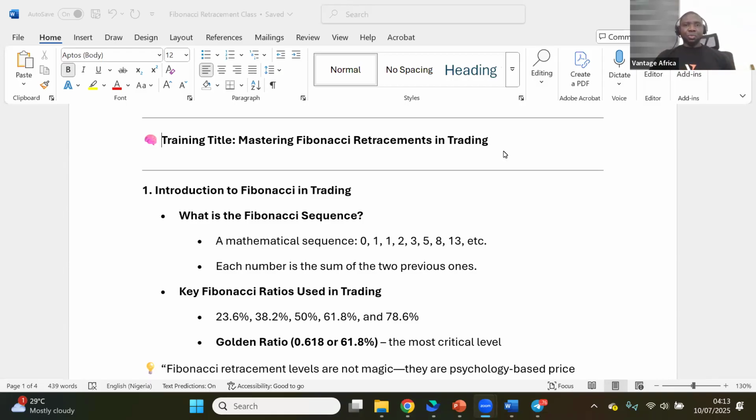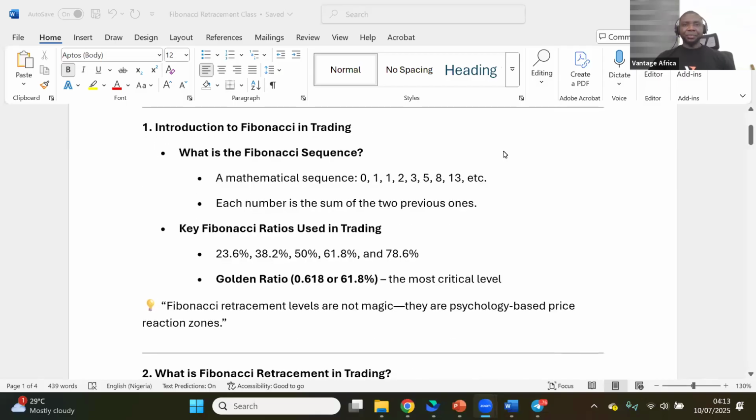Okay. So first of all, what's Fibonacci? It's a mathematical sequence. It starts with 0, then it goes all the way to 100, and it can even go beyond 100. Right? But these are just some numbers here. So you have 0, you have 1, you have 1, you have 2, you have 3, you have 5, you have 8, you have 13. How are these numbers arrived at? Each number is the sum of the previous two numbers.